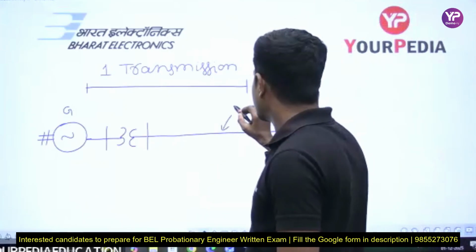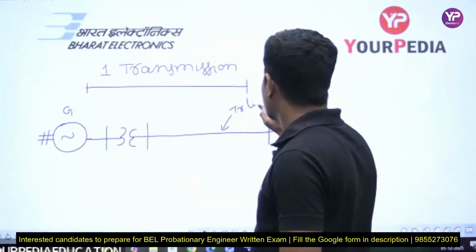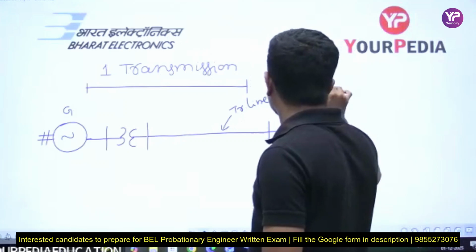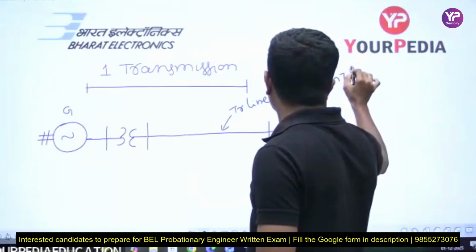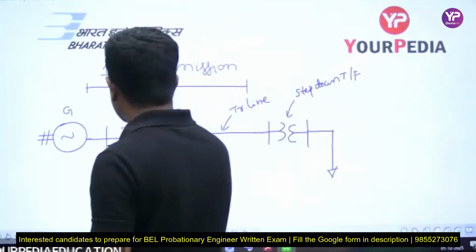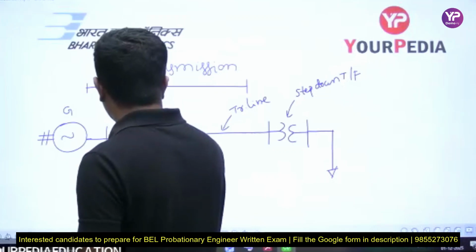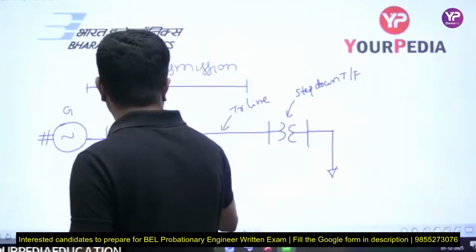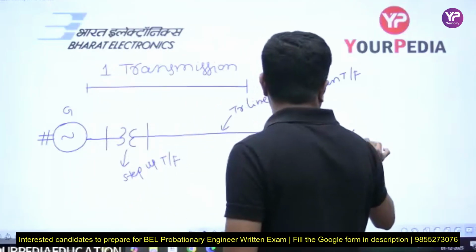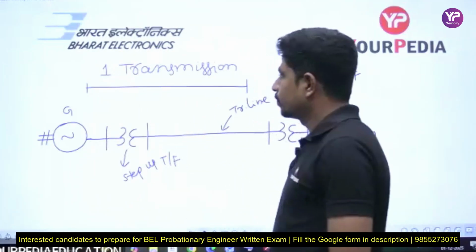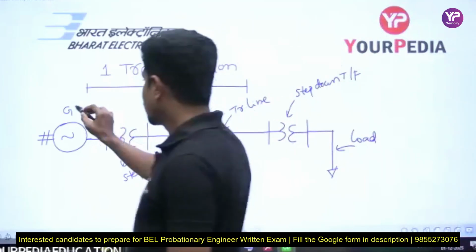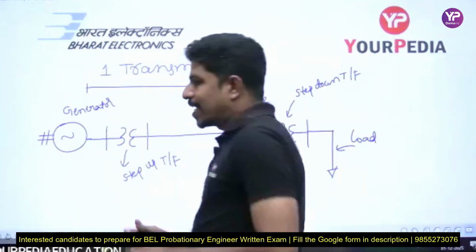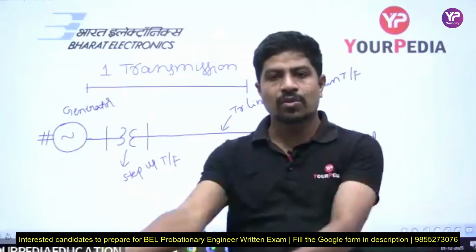Now what is this? This is the transmission line. This is the step down transformer. This is the step up transformer, and this is the load. This is the generator, right? Now see, a transmission line is carrying power from one place to another place.